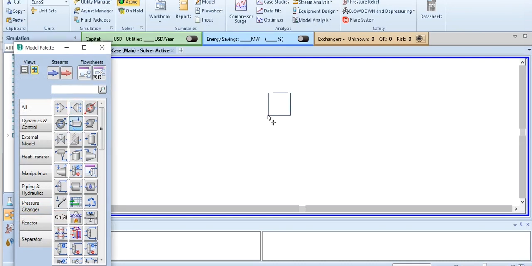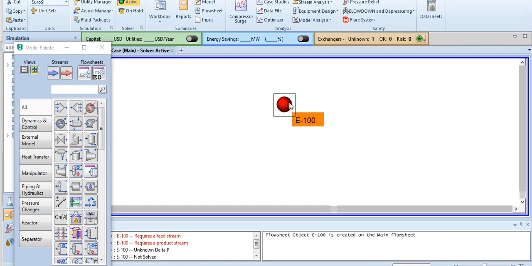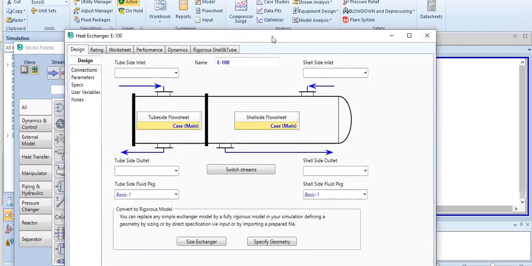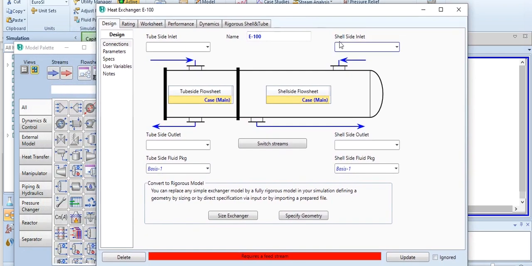Click heat exchanger, place it over here, and as per normal exercise, our first task is to do the connections: shell side inlet, shell side outlet, tube side inlet, tube side outlet. So we will name them hot in, hot out, cold in, and cold out. As you see, this has turned yellow, and I have told you several times that when it turns yellow, it means that all the connections have been completed successfully.